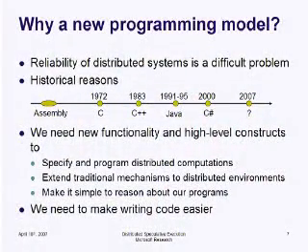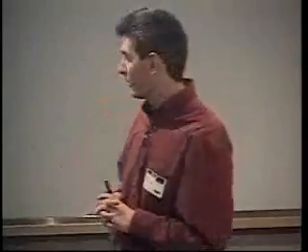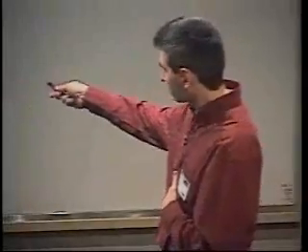So, why do we need a new programming model? Well, reliability of distributed systems and reliability in general of software is a difficult problem. So maybe we need something that would help us specify certain properties of the programs that we write that will help us build better programs. And there are also historical reasons. And this graph here is not trying to be comprehensive in any way. It's just showing some of the big players from the C-like family.